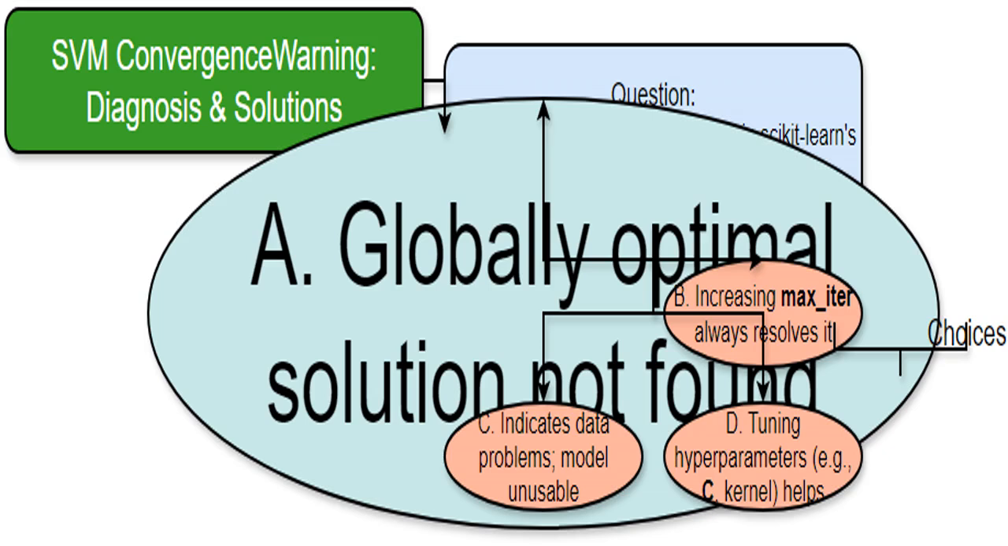You're wondering if the warning automatically means your data is bad. Not exactly. While data issues like many features or imbalanced classes can contribute to slower convergence, the warning itself primarily indicates a training process problem. The model might still be useful after addressing the convergence issue.